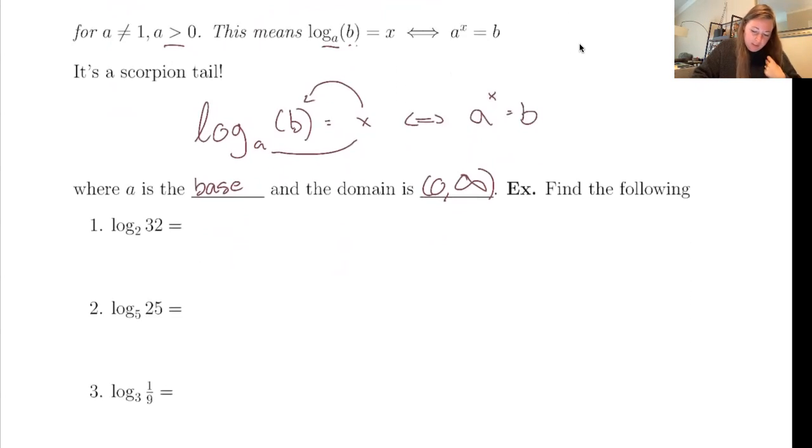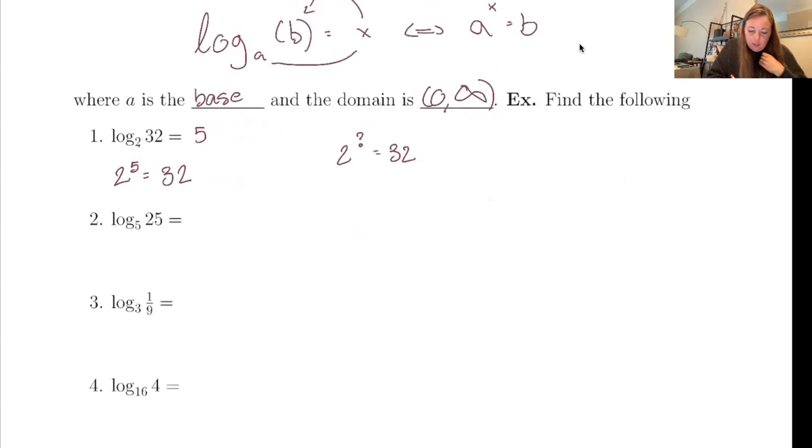Now we're going to find the following, just getting more practice with logarithms. So log base 2 of 32. That's saying 2 to the question mark equals 32. Well, 2 squared is 4, 2 to the 4th would be 16, and then times 2 is 32. So 2 to the 5 equals 32. So what can I raise 2 to to get to 32? I can raise it to 5.